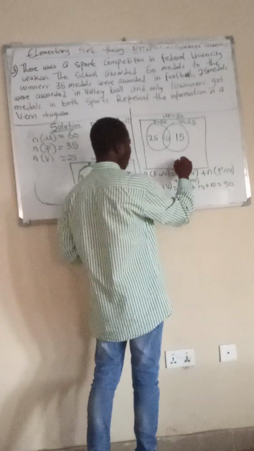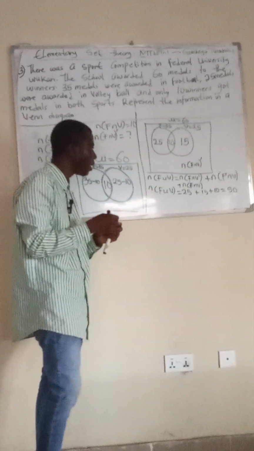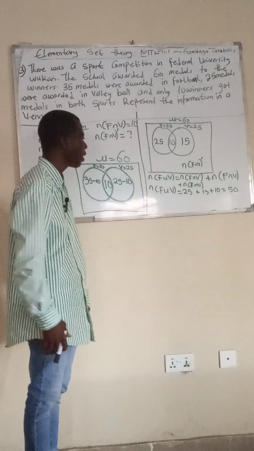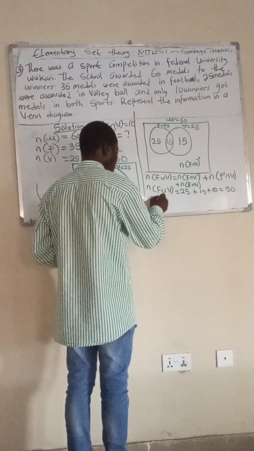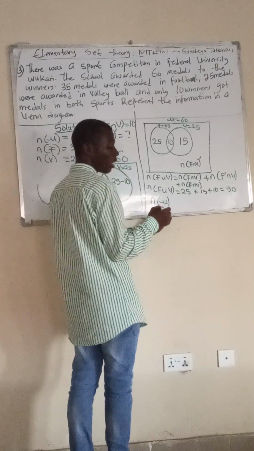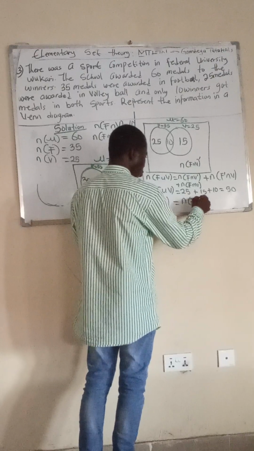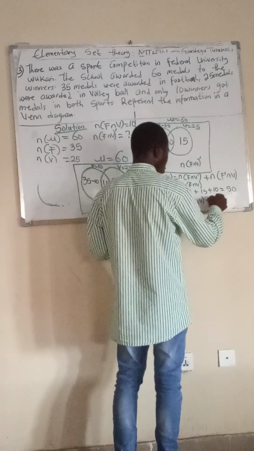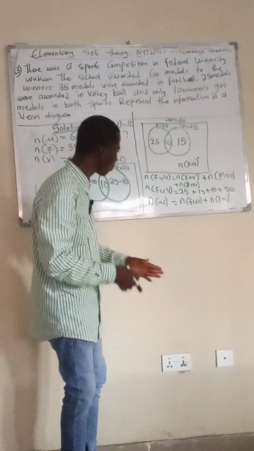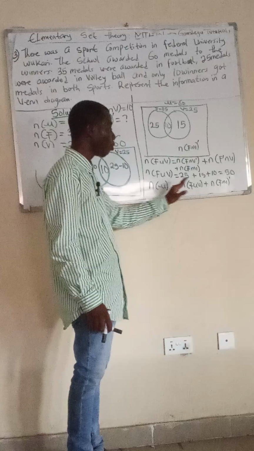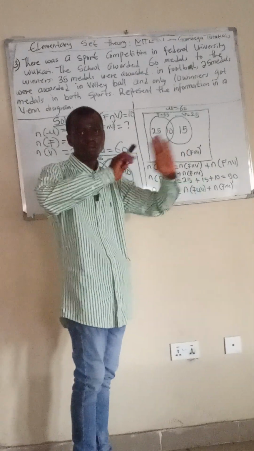So you can see that my neither nor is outside. That is F union V complement is outside the cycle. So how do I look for it? It's very easy. The way to look out for this is to take your universal set. The total number of the universal set is equal to the total number of your F union V plus your N of F union V complement. That means your universal set is going to be equal to the number of those that were awarded medals plus the number of those that were not awarded medals completely.